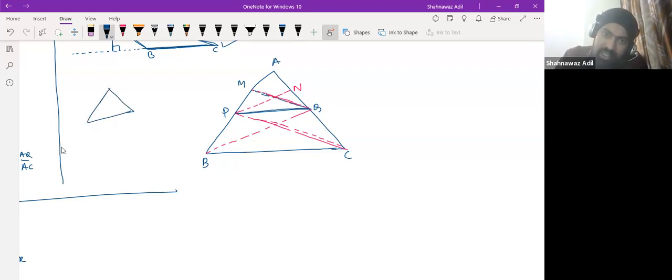So this triangle has three bases, and I can take three different altitudes, right? If I take this base, then this would be the altitude. If I take this base, then this would be the altitude. If I take this base, then this would be the altitude. So I can take different altitudes of the same triangle.